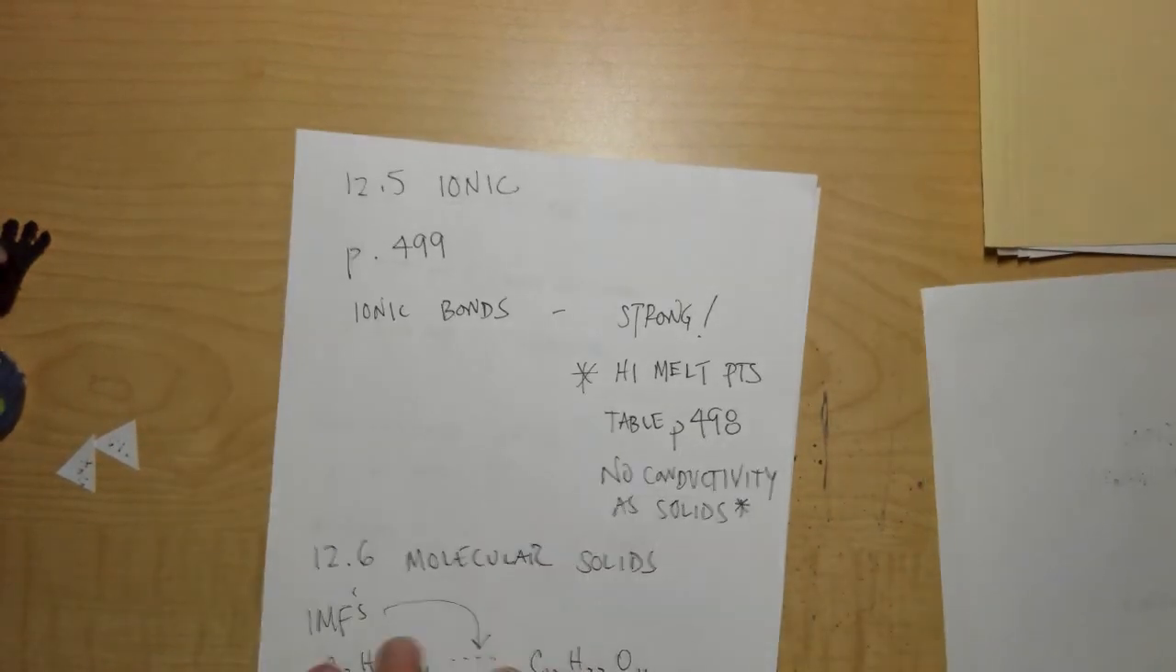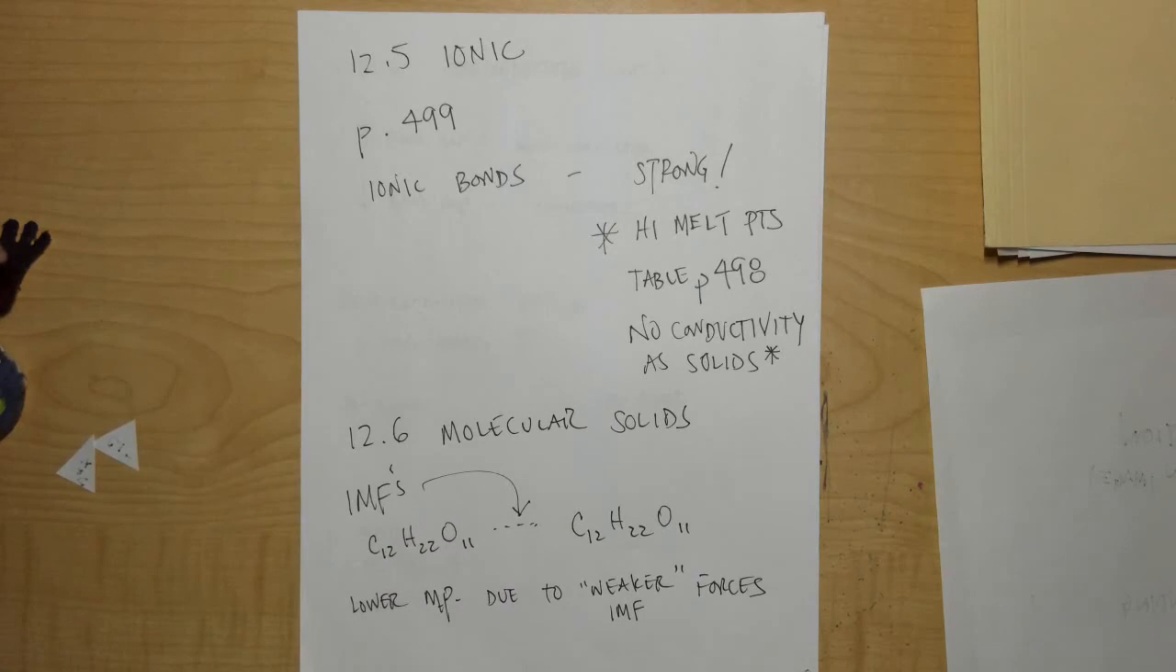These are called ionic solids. This is on page 499 of your textbook if you're following along. Ionic solids are ones you actually learned about way back in chapter 2. Ionic solids are metals and nonmetals. They're stuck together pretty good. And they actually kind of break the rules of what we've been talking about in chapter 11.